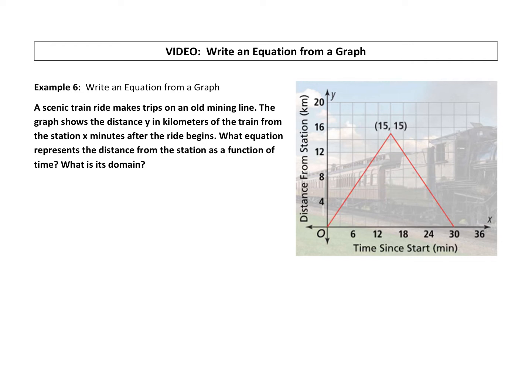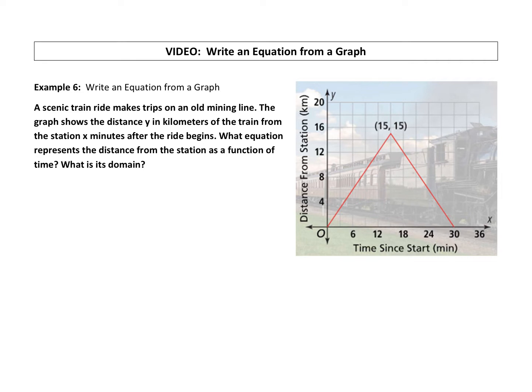What is the domain? Just to understand, as time goes on, you can see the distance from the station is increasing. We're getting further away from the station. Then at 15 minutes, we must be turning around because we're coming back and getting closer to the station. All in all, in 30 minutes, we are back at the station.